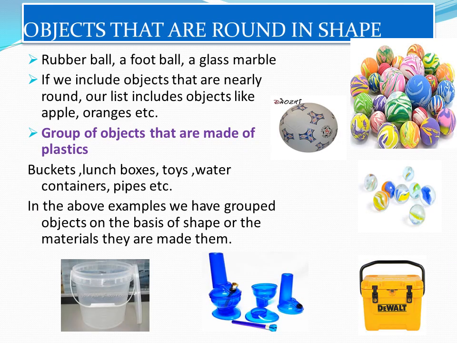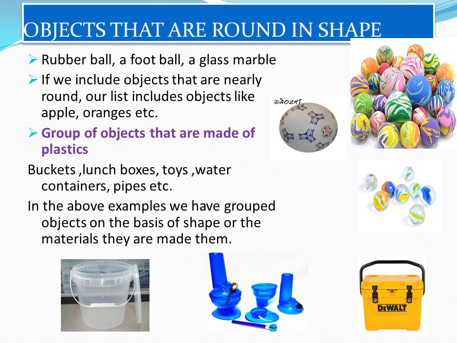Okay. Our next topic is objects that are round in shape. Look around and identify the objects that are round in shape. If you want to make a list, our list includes a rubber ball, a football and a glass marble. If you want to make another list, of things not totally round but nearly round, we can write apples, oranges and earthen pitcher, etc.